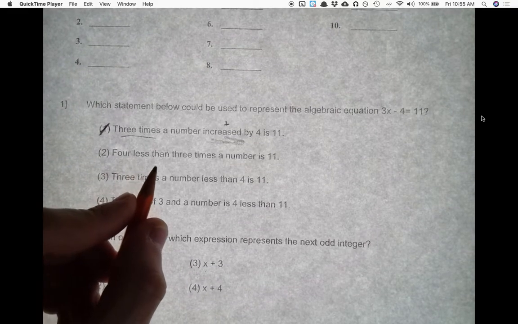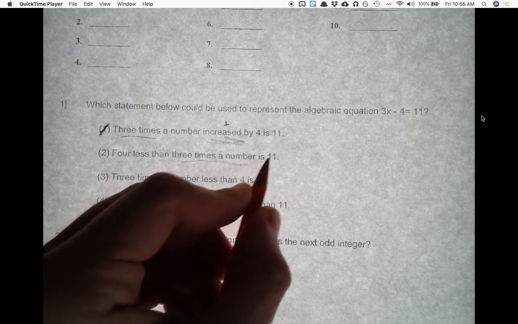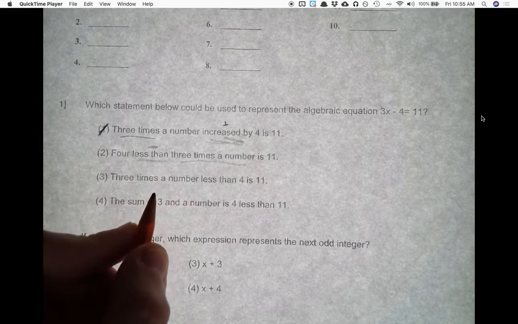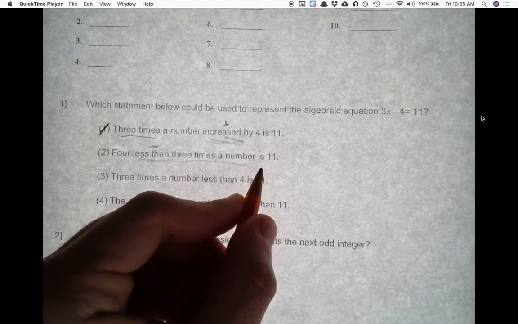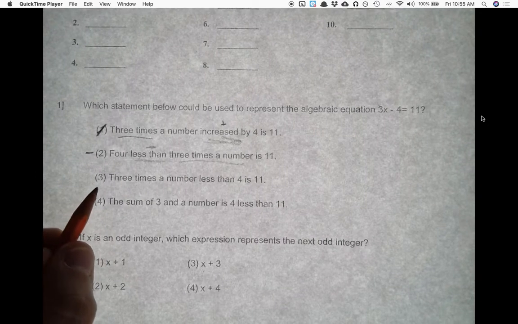4 less than 3 times a number is 11. So I've still got 3 times a number, that's my 3x. 4 less than, it looks like I've got a minus there, and then it all equals 11. 2 could be good. Let's keep checking the others though, just to make sure.